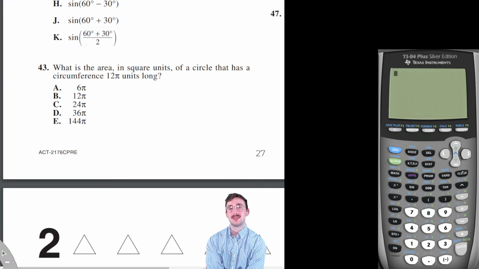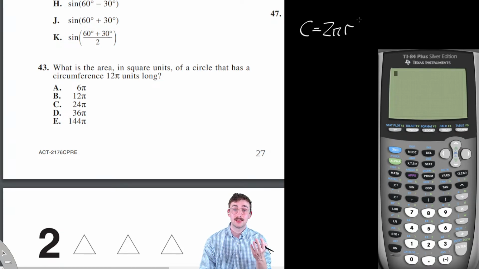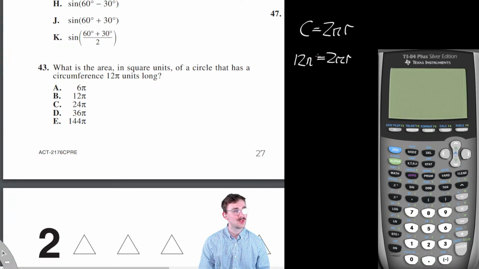43, what is the area in square units of a circle that has a circumference 12 pi units long? Okay, I think this is a good example of one of the problems at the end of the test that's really not that bad. Circumference is equal to 2 pi r. It's also pi d, diameter, but since I want to get it into the area, I want the radius. So I'm going to set 12 pi equal to 2 pi r. Honestly, they made this a little bit too easy by making it 12 pi. They didn't even do any really annoying numbers. So we have 12 equals 2r, 6 equals r.